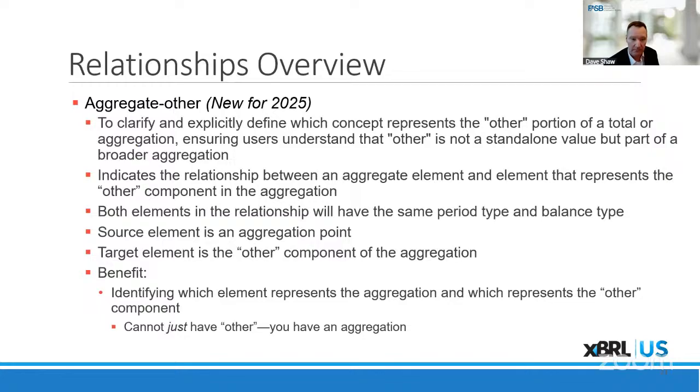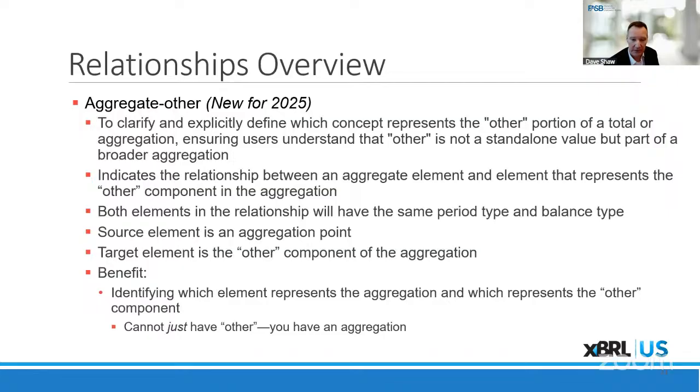And last but not least is the aggregate other relationship, which is a new one that we added for 2025. The reason why we added this relationship is to clarify and explicitly define which concepts represent the other portion of a total or aggregation, to ensure that users understand that the other is not a standalone value, but part of a broader aggregation. For this relationship, you're going to have an aggregate parent element, and the child element will be the other component in that aggregation.